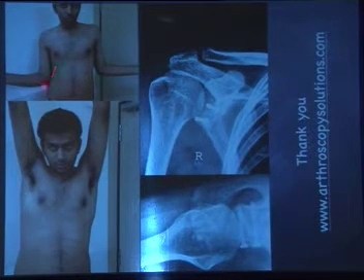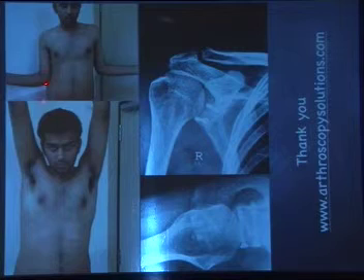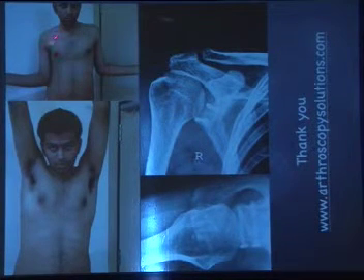So all I'm trying to say here is that we would mobilize them fairly early. This is at 6 weeks after the surgery, so the sling lasts for barely 2 weeks. These are the portals.